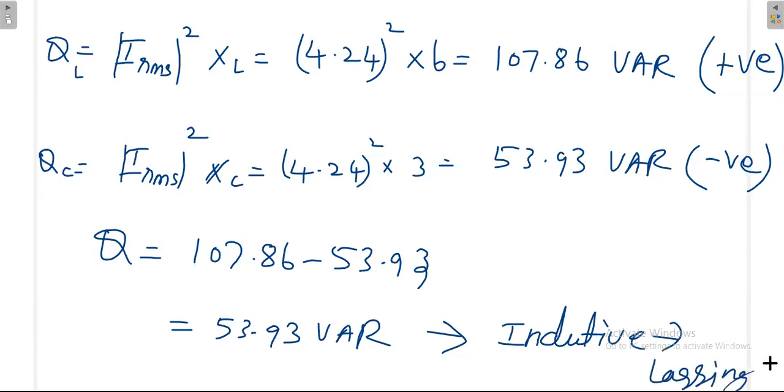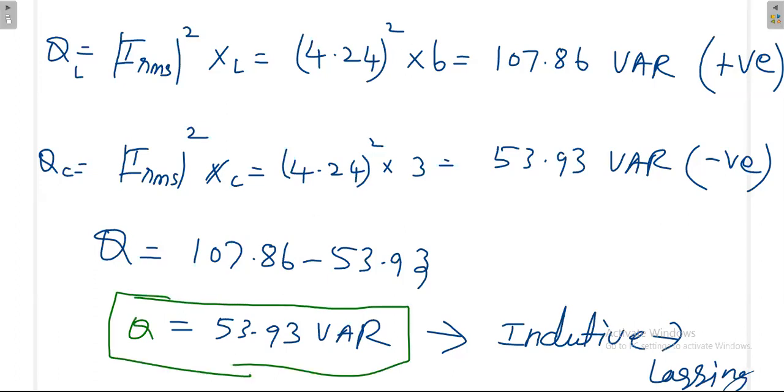Then I have calculated, finally I have calculated what Q is also, the effective reactive power. And also I have calculated what, sir?